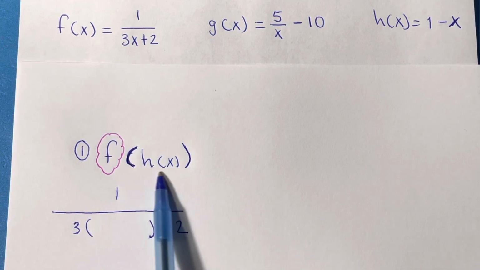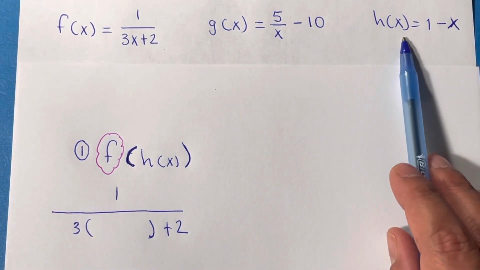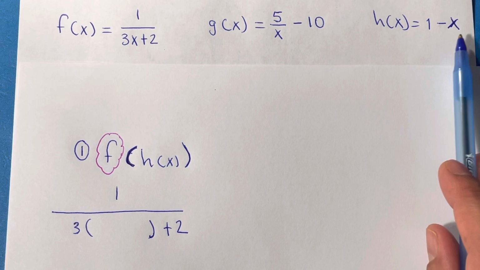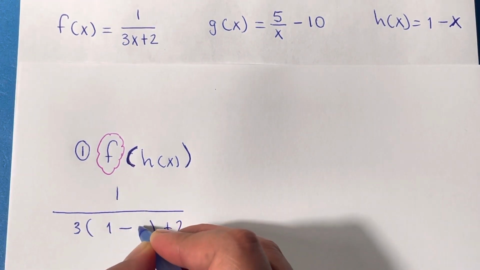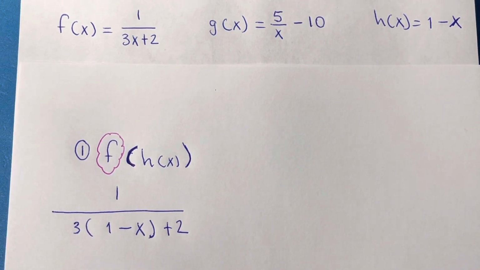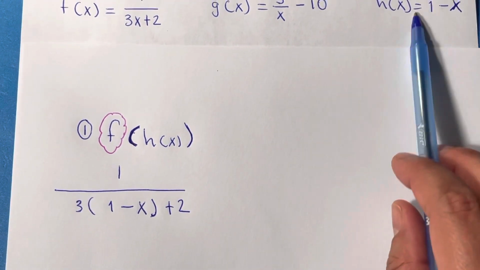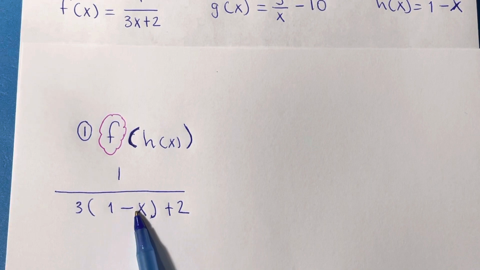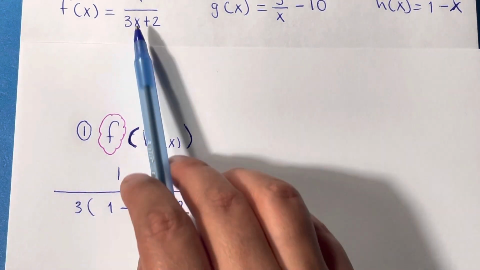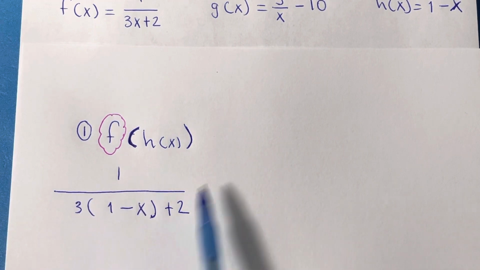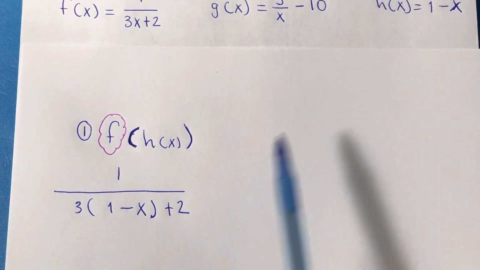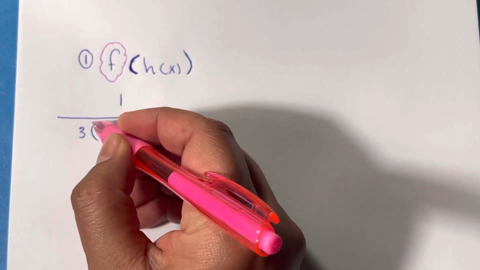So the next function is h of x. We go to h of x is 1 minus x. And so in that parenthesis, we will put 1 minus x. Now we have one function within the other function. 1 over 3x plus 2, but the x became that function inside. Okay, and now we continue.